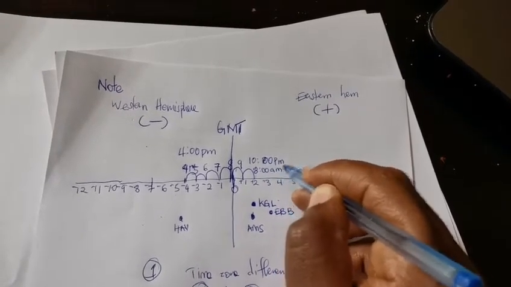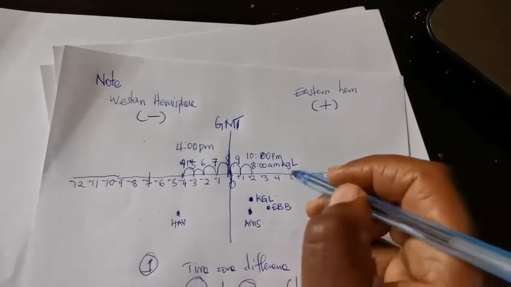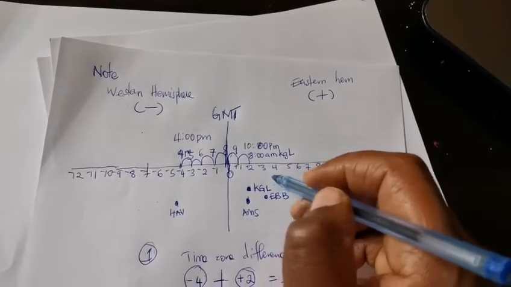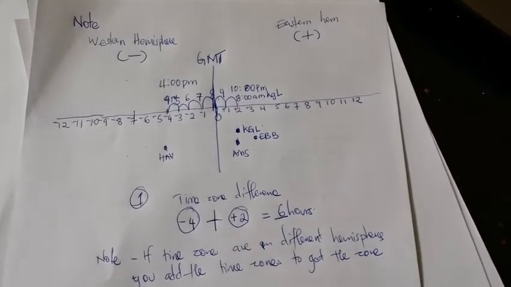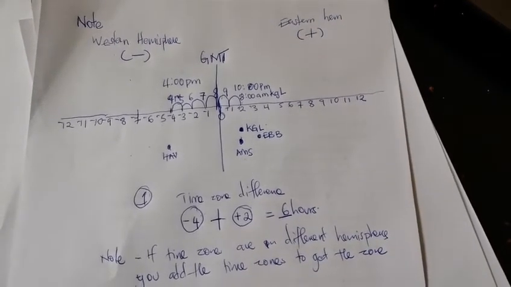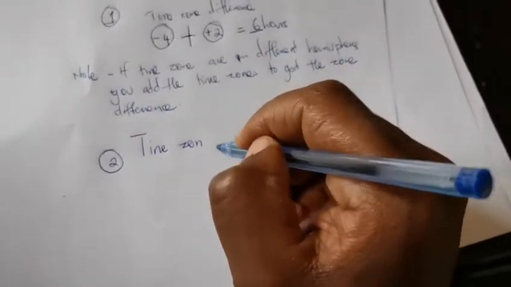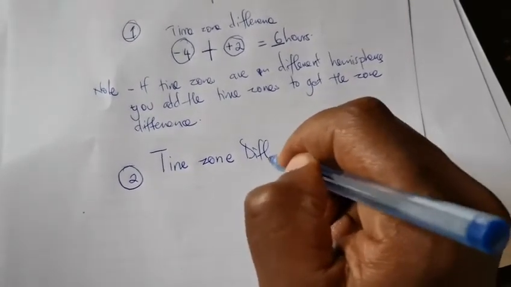So if you're asked, let's use an example, if it's 8 a.m. in KGL, what time is it in EBB? So what did we say? This is the second note. The first thing you need to do is find the time zone difference.